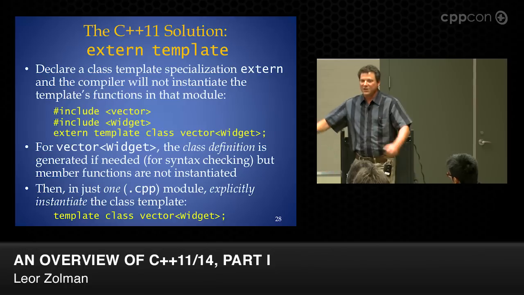So when the dust settles, you get the same exact code that you had in C++98, but you've wasted a lot less compile time and disk space and link time to get there. And that's extern template. It's very elegant, I think.